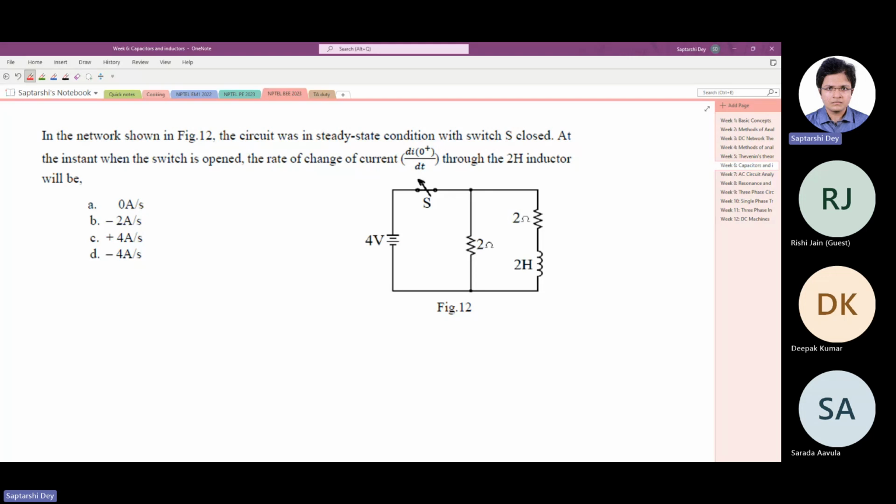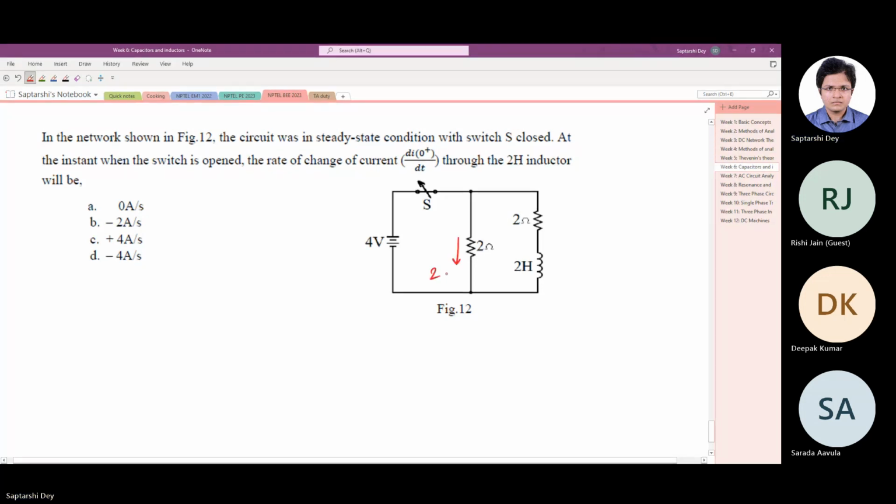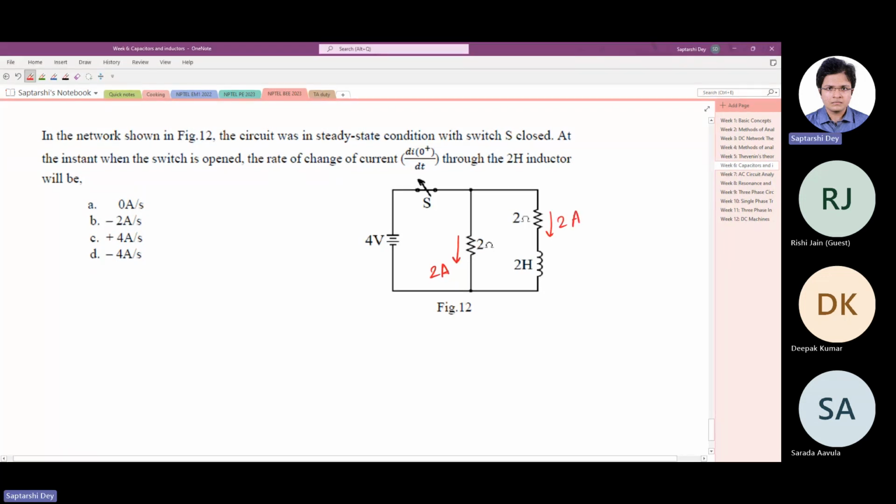in a DC circuit there are capacitors and inductors. At steady state, capacitors are open circuited and they are holding some voltage, and current. Right. So at steady state, what happens? 4 volt, so 2 ampere, 2 ampere current flows. So the inductor is carrying a current of 2 ampere.